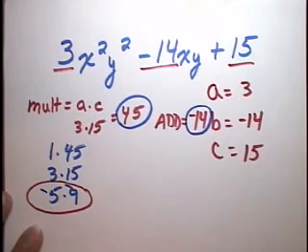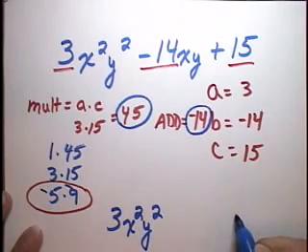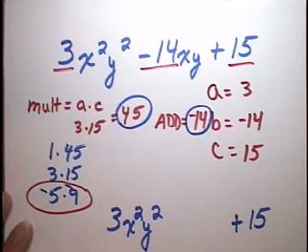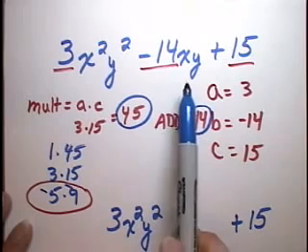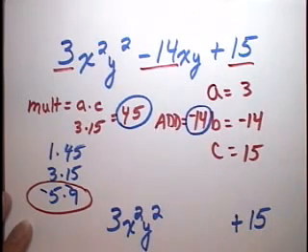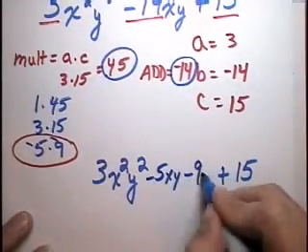What do I do with those two terms? I rewrite my problem. I leave the first term alone. The 3x squared y squared stays the same. I leave my last term alone, the plus 15. I use the negative 5 and the negative 9 as coefficients of my middle term. Pay attention to the variable of your middle term. The middle term is an xy. All I'm going to change is the coefficients. Instead of a negative 14xy, I'm going to have a negative 5 and a negative 9xy. Minus 5xy minus 9xy.